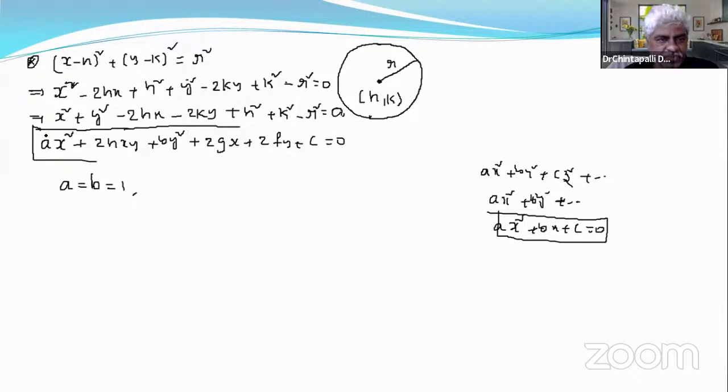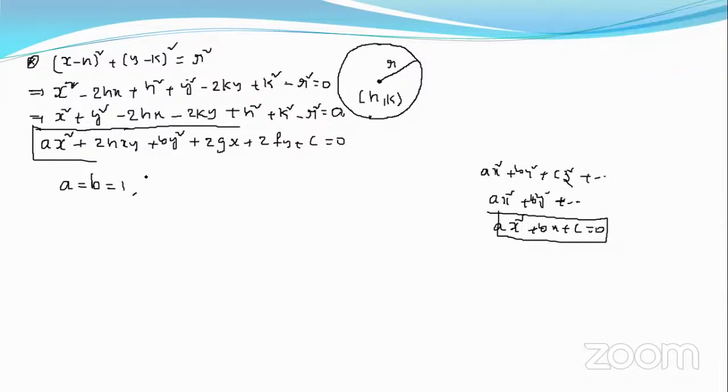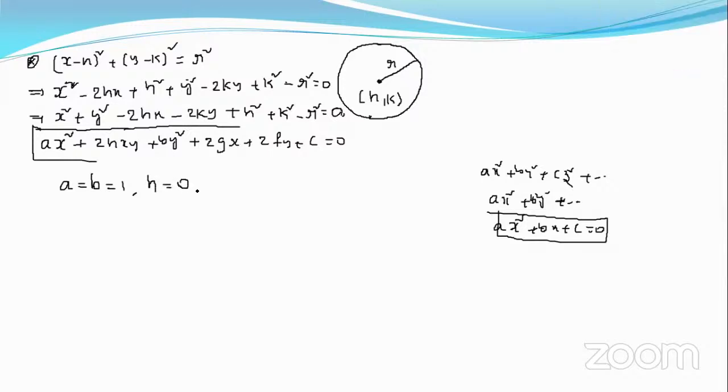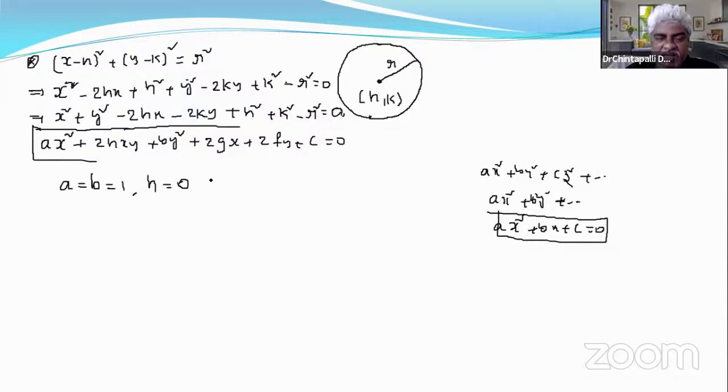See, what is the xy coefficient in our equation? In our equation, there is no xy term. That is, 2h is equal to 0, which means h is equal to 0. Okay, these are the main conditions for a general equation in x and y to be called an equation of a circle, right?